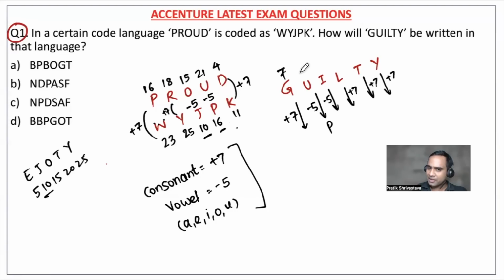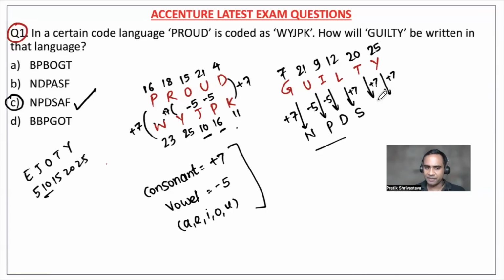G is the 7th letter, U is 21, I is 9, L is 12, T is 20, and Y is the 25th letter. Now 7 plus 7 is 14, which is N. Then 21 minus 5 is 16, which is P. So we have option C, NP. 9 minus 5 is 4, which is D. 12 plus 7 is 19, which is S. And 20 plus 7 is 27; Z is 26, so 27 will be A. So obviously this will be the answer.